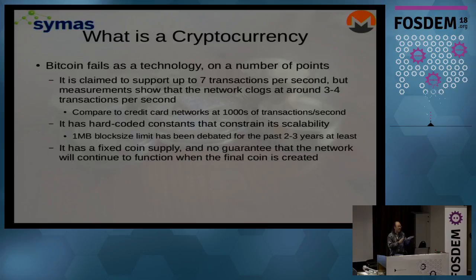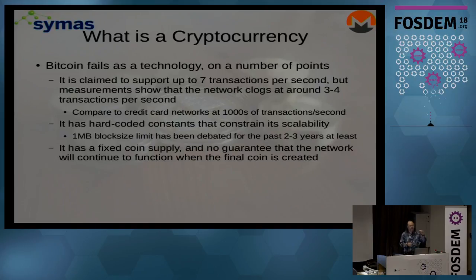Now, aside from its properties as a form of money, it fails on a number of technological points. For the past 9 years, it has been claimed that the Bitcoin network can support up to 7 transactions per second. The reality, if you watch all the transaction history, is that it has never gone faster than 3 or 4 transactions per second. And the people behind Bitcoin, who are pushing this as the currency of the future, kind of miss the fact that, for example, the Visa network processes thousands of transactions per second, 24 hours a day, 7 days a week.